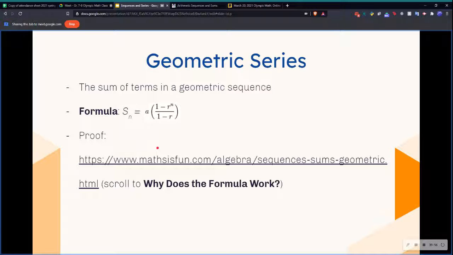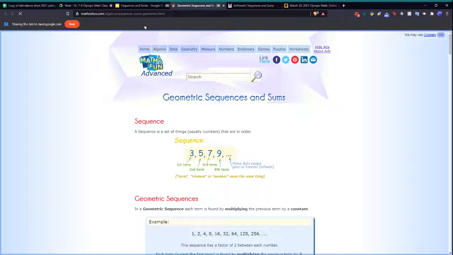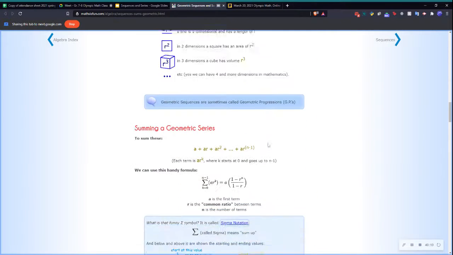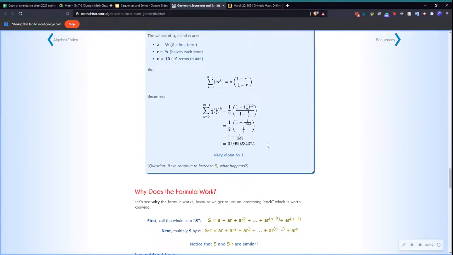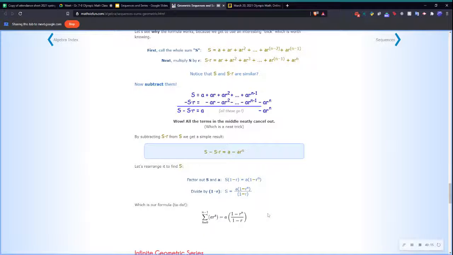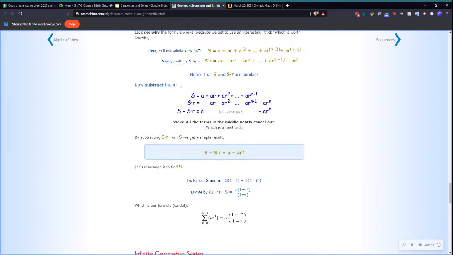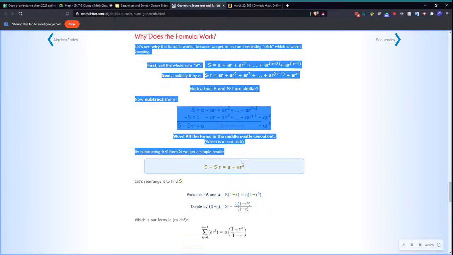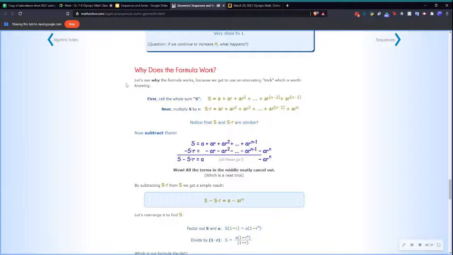Let's also look at the proof of how we got this formula too. Very similar to how we did the arithmetic series formula. All right, so same section. Why does this formula work? Yeah, this website's called Math is Fun. I know the UI looks pretty old, but it does some pretty good explanations of some math topics. So you guys can take a look at that on your own time. But let's see how we got this formula. It's just a little bit more tricky than the arithmetic series formula, but the same concept applies.